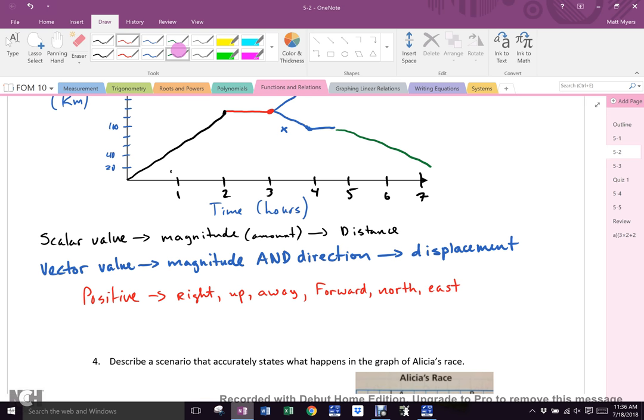So what then are negatives? All the opposites. Left. Down. Home, instead of away. Backward. South. West.